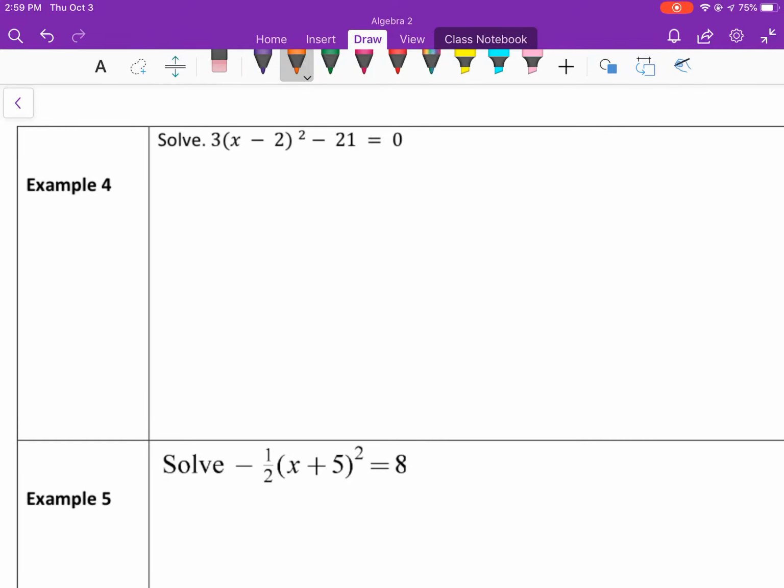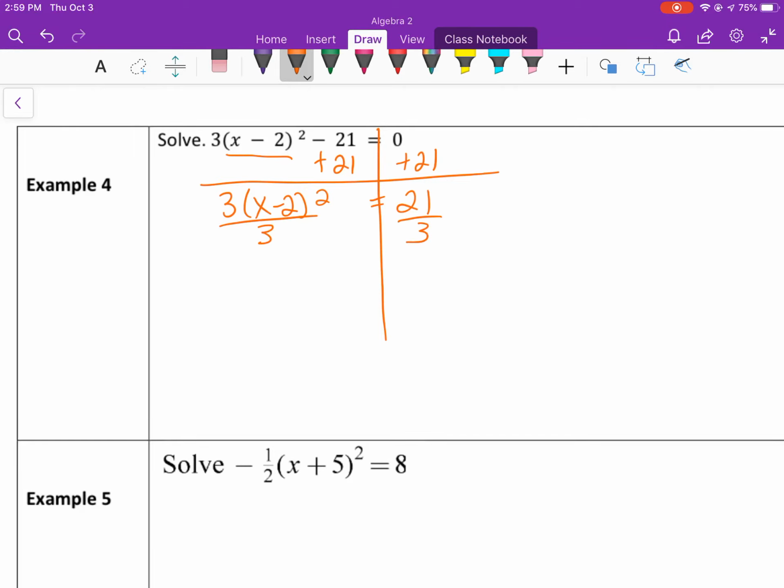Here's another one with the parentheses. So you want to isolate just the parenthesis piece right here. So we'll start by adding 21 to both sides. Then it's 3 times x minus 2 squared equals 21. Then we want to continue isolating the x by dividing by 3.